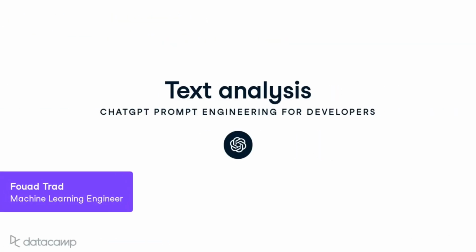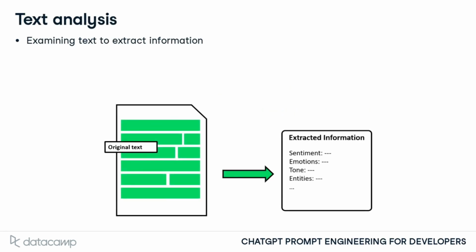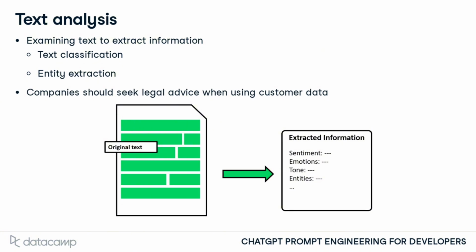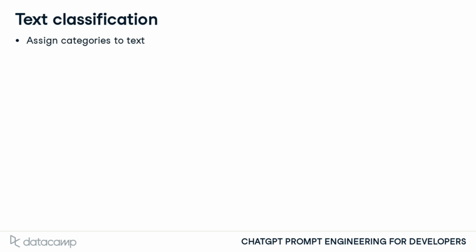It's time to analyze text using effective prompts. Text analysis is the process of examining text to extract relevant information. This video explores text classification and entity extraction techniques using sample customer data. Note that these examples are fictional and companies should seek legal advice for using customer data in compliance with privacy regulations. In text classification, the goal is to assign one of several potential categories to a given text.